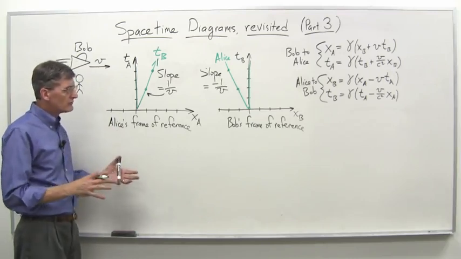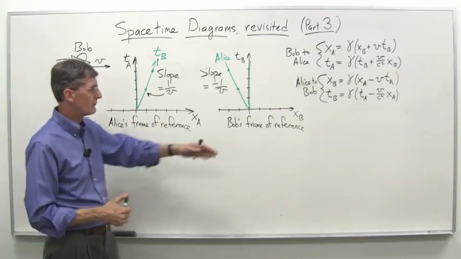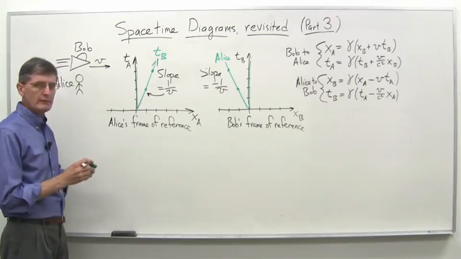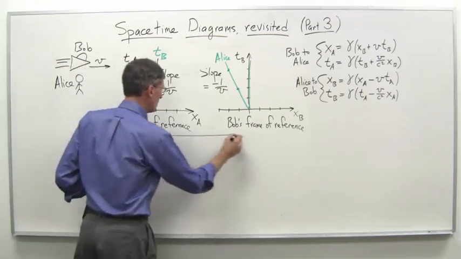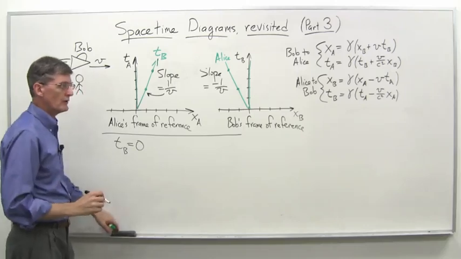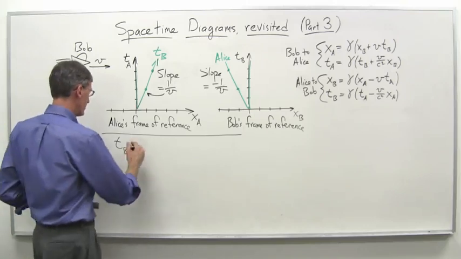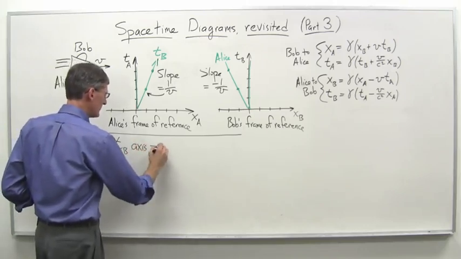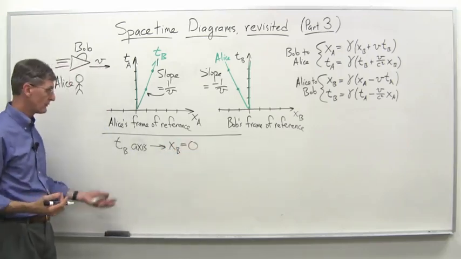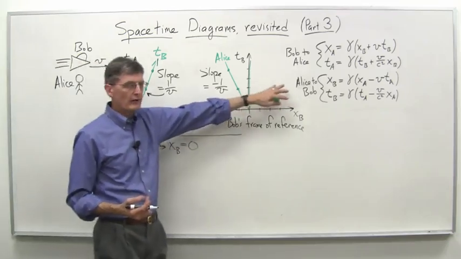Could we do it quantitatively as well, not just qualitatively? And yes, if we look at the Lorentz transformation here, we want the T_B axis, which is x_B equals 0. That's Bob's location. Okay, so we're concentrating on the T_B axis here. x_B equals 0. Let's look at our equations here.